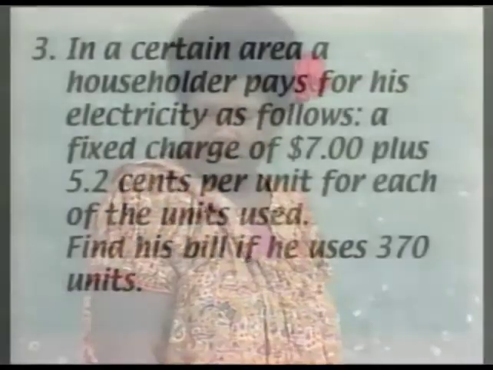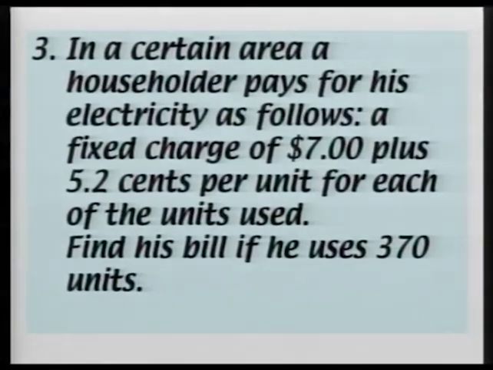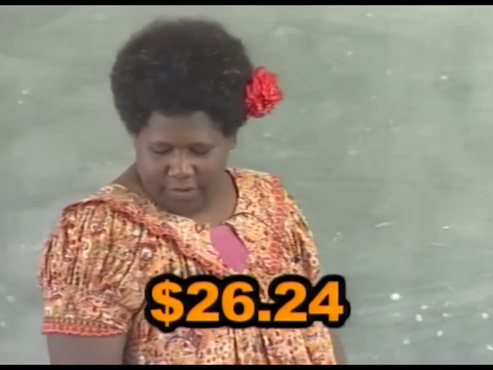Number 3, you have to find his bill if he uses 370 units. $7 is a fixed charge plus 5.2 cents per unit. George, say that again. $26.24. $26.24? Yes. Don't forget 5.2 is in cents, so you have to change it to dollars. So it will be 0.052.